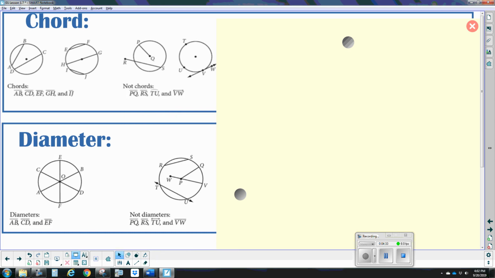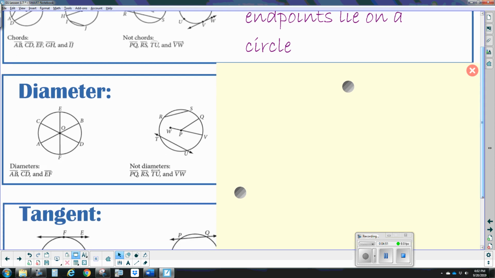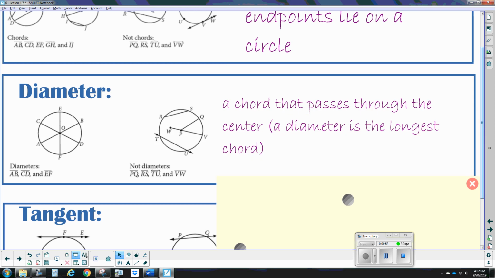Okay, the definition of a chord, if you notice in all of these examples, a chord is a segment, and in all of these examples, the endpoints of the segments are on the circle. A diameter has a similar definition. It's a segment, it has endpoints on the circle, but a diameter must go through the center. If it doesn't go through the center, but it follows all of the other criteria, then it's just a chord.